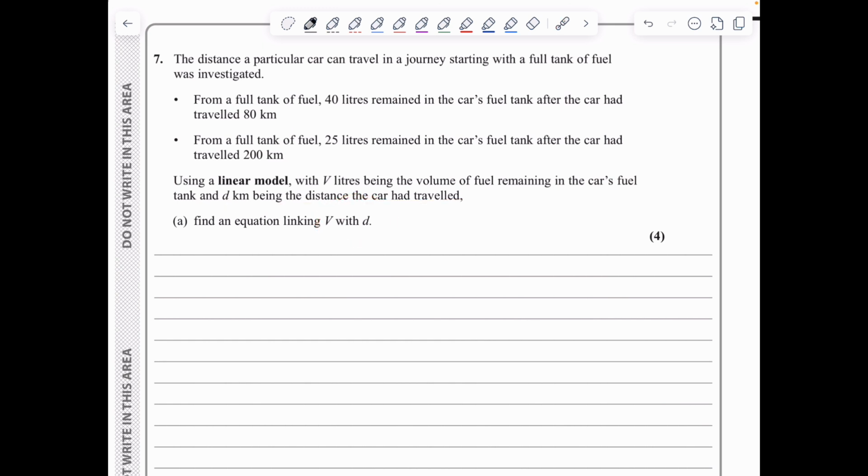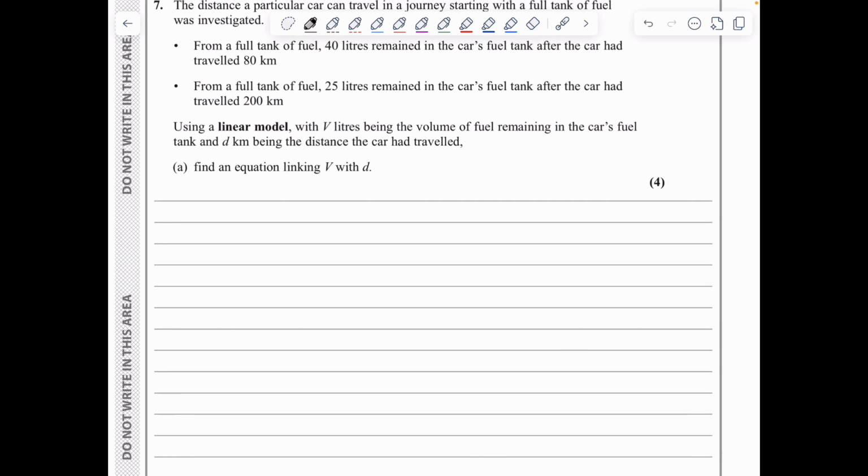Now since we are talking about a linear model, this would be a model of the form V is A d plus B, where A and B are constants to be determined. Well, we know that when the distance is 80, then capital V, the volume remaining, is 40. So this means we're looking at 40 being equal to 80A plus B. And when d is equal to 200, we get that capital V is 25, which means that 25 is equal to 200A plus B. So I'm solving simultaneous equations here.